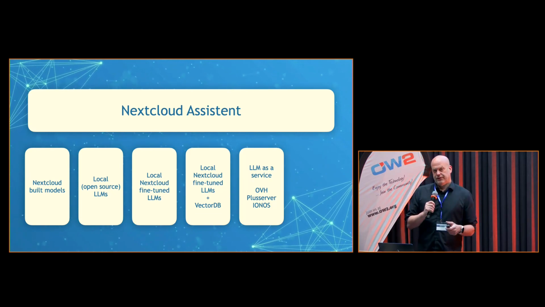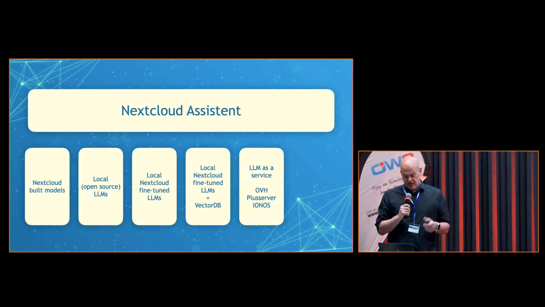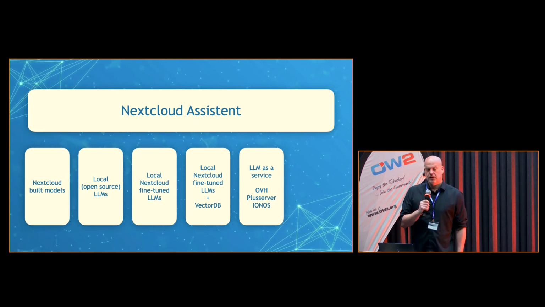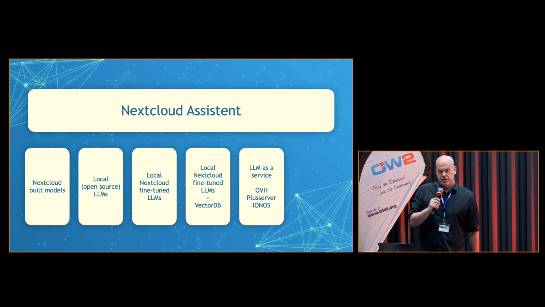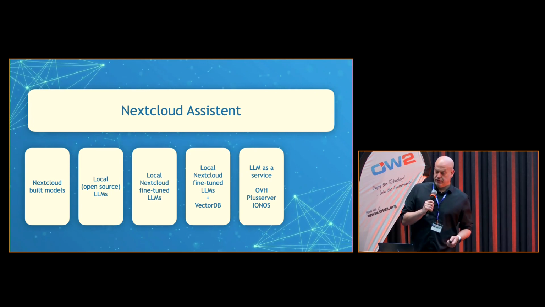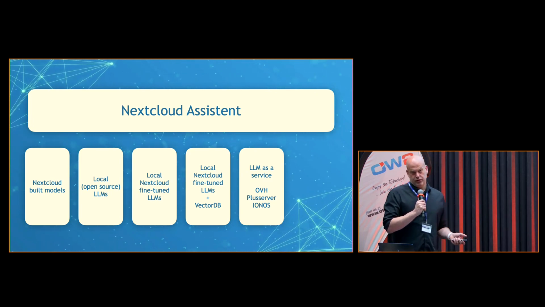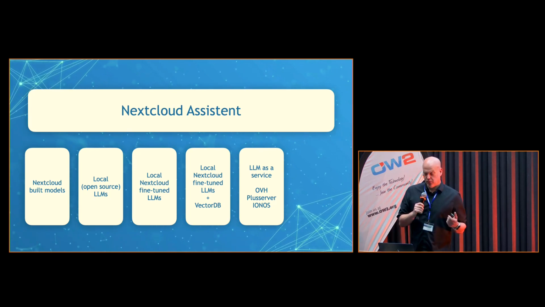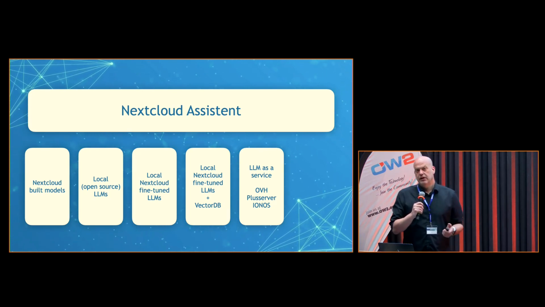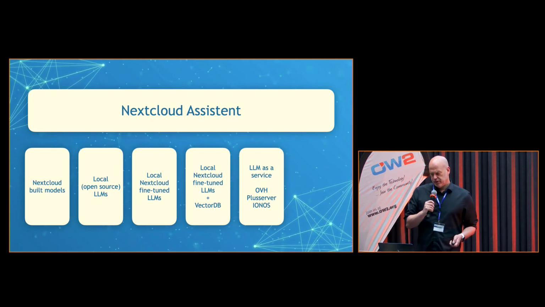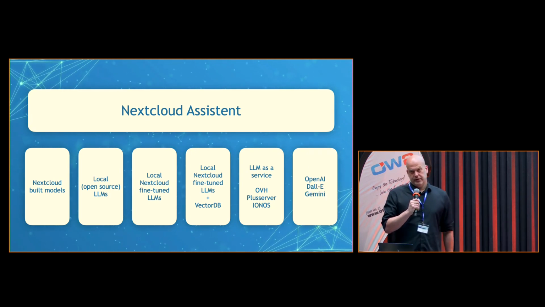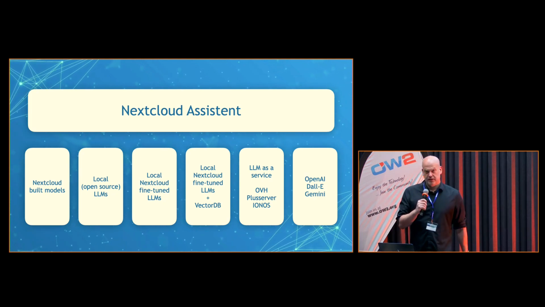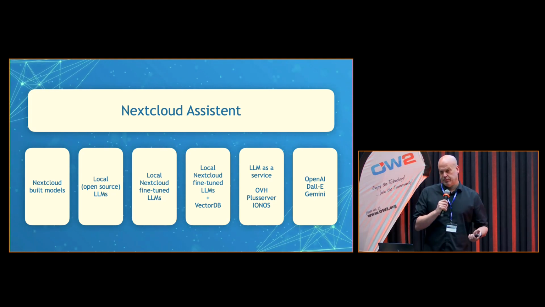Or what you can do if you don't really want to host the models yourself, because the first four options here are about hosting it yourself. You can say, no, I don't have the resources, I don't have the GPUs in the servers. You can also use large language models as a service. And we have partnerships with companies like OVH, Plus Server or Ionos, and they're providing this as a service if you want. And last but not least, obviously, you can also use OpenAI and all the other proprietary systems, where we also have support.